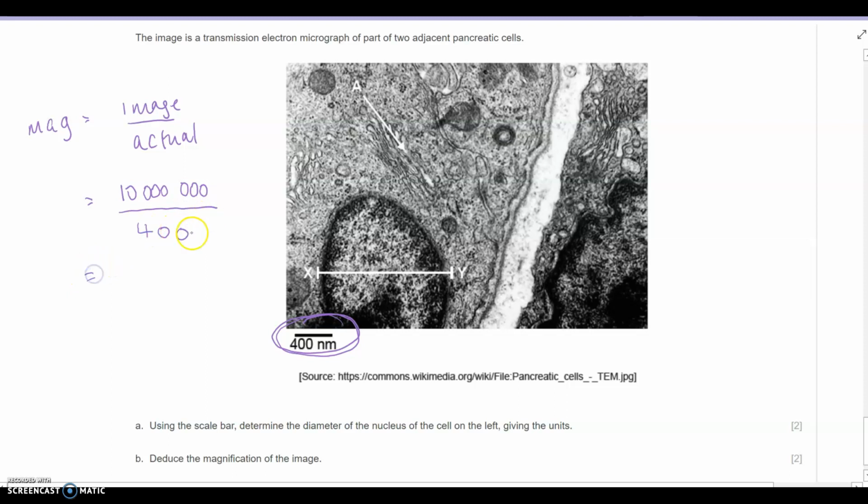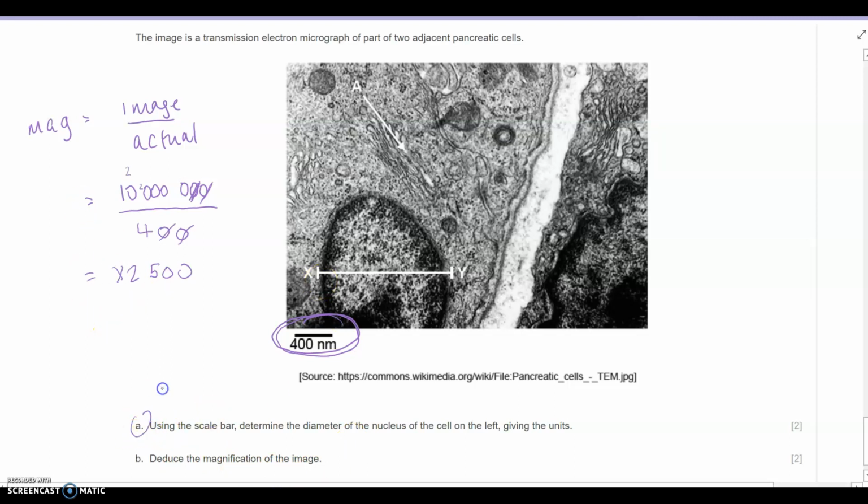In terms of the maths, we can get rid of some zeros there. Then it's 2 carry 2, so then it's 2,500. So it's times 2,500. For these types of questions, you would be allowed to have a calculator. So I now know that my magnification is 2,500.